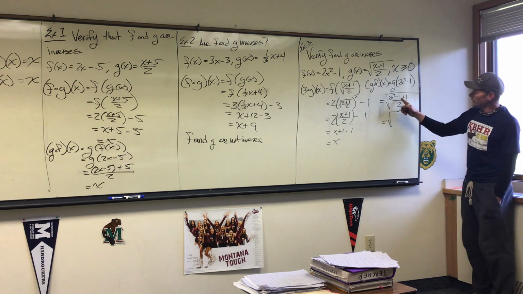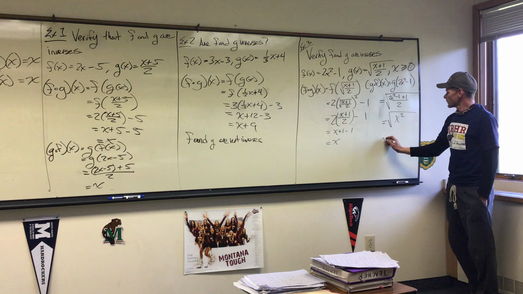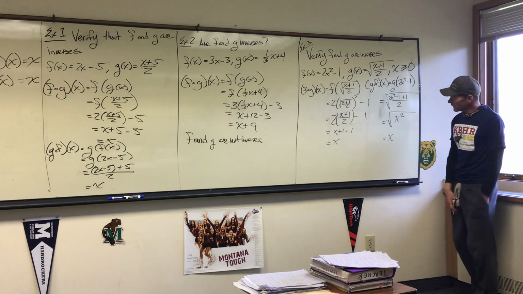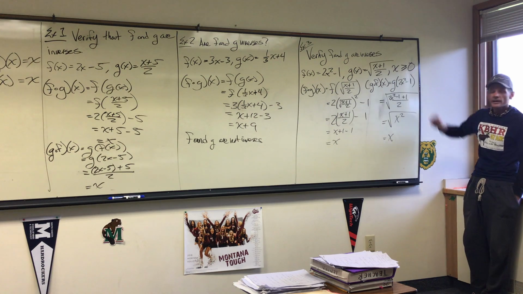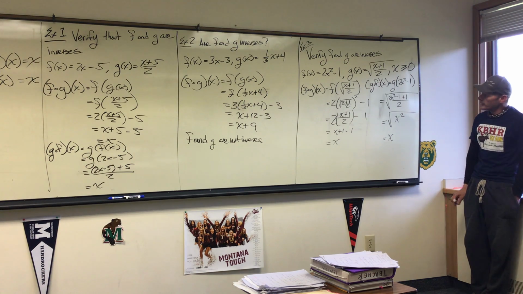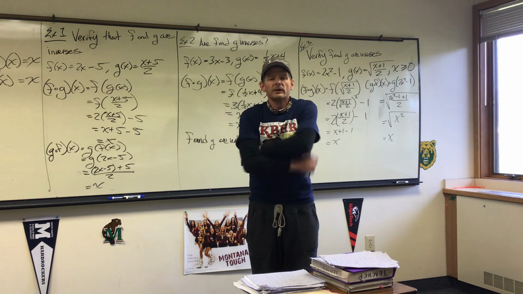Oh, minus 1 plus 1 is just 2x squared over 2, which is just x squared. The square root of x squared is x. Just positive x here, remember that our domain is restricted. So we verified that they're inverses. f composed with g was x and g composed with f is x.